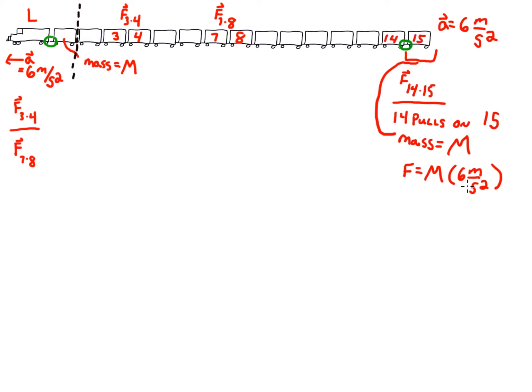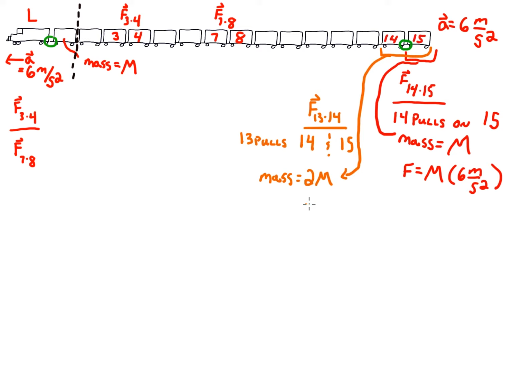Now let's do that again for car 13. Car 13 is pulling car 14 forward, but since 14 is attached to 15, car 13 is also pulling forward the mass of 15. So from the perspective of car 13, it is essentially pulling forward one big car of mass 2m. Thus the force between 13 and 14 is that big mass 2m times acceleration, remembering that everything is accelerating at 6 meters per second squared.